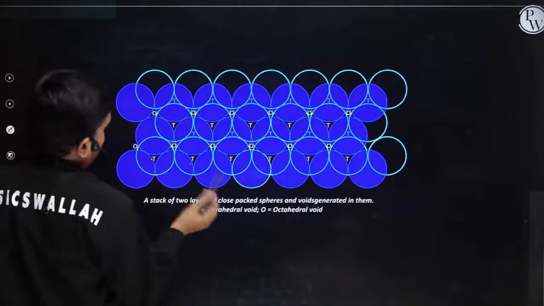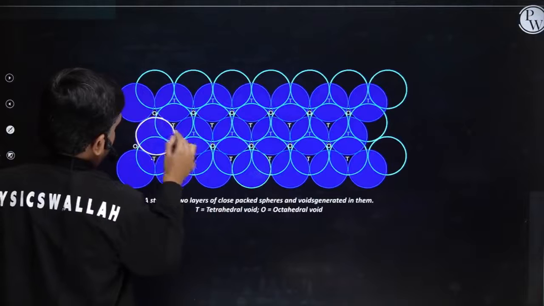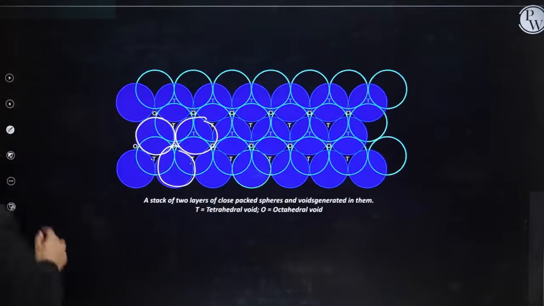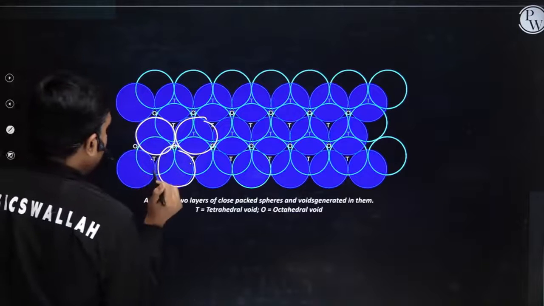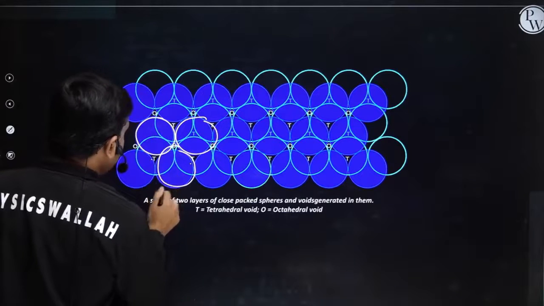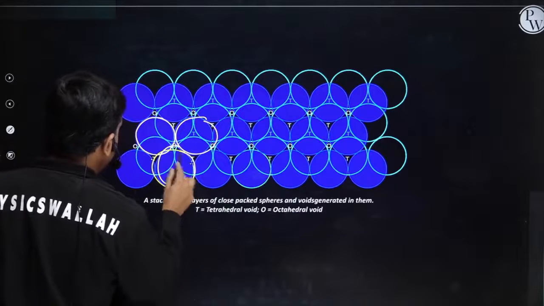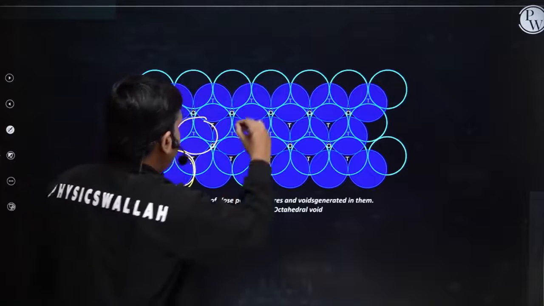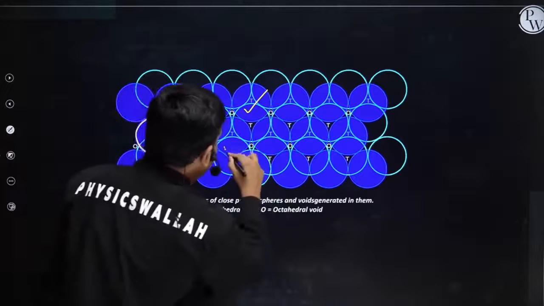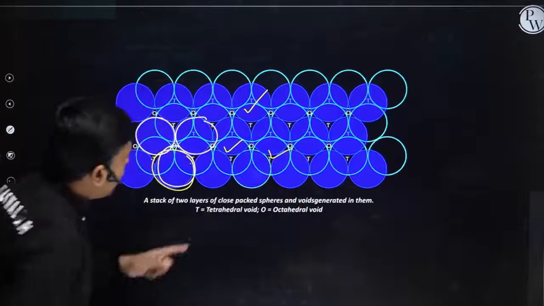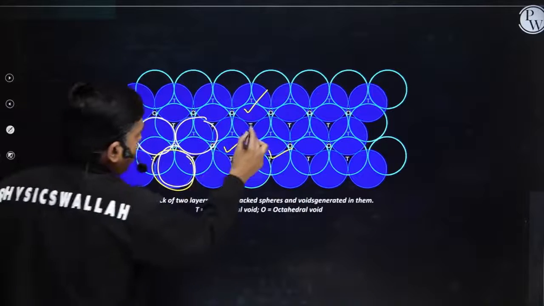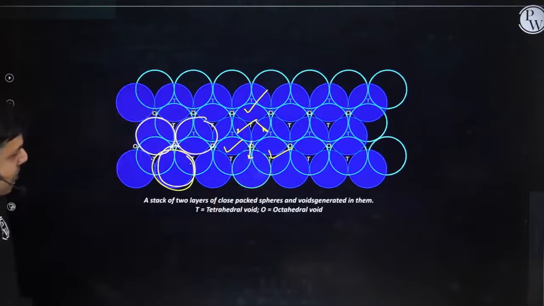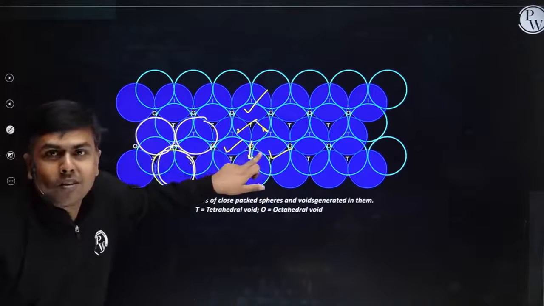So this one, 3 spheres forming a lower triangular pattern and 3 spheres, this one. These 3 spheres have formed a lower triangular pattern and 3 spheres have to form an upper triangular pattern. Let me focus here. This one, and this one is forming an upper triangular pattern. This one, and this one is forming a lower triangular pattern. And now one octahedral void is formed here.